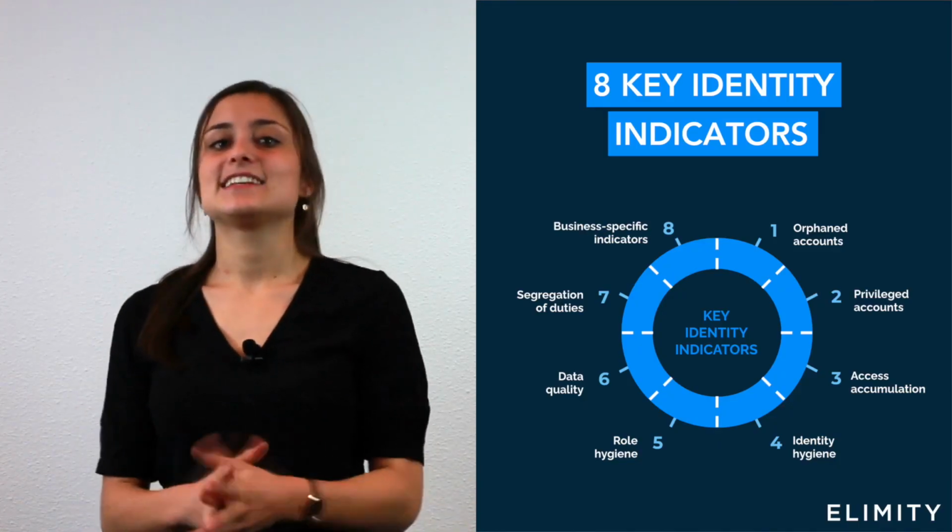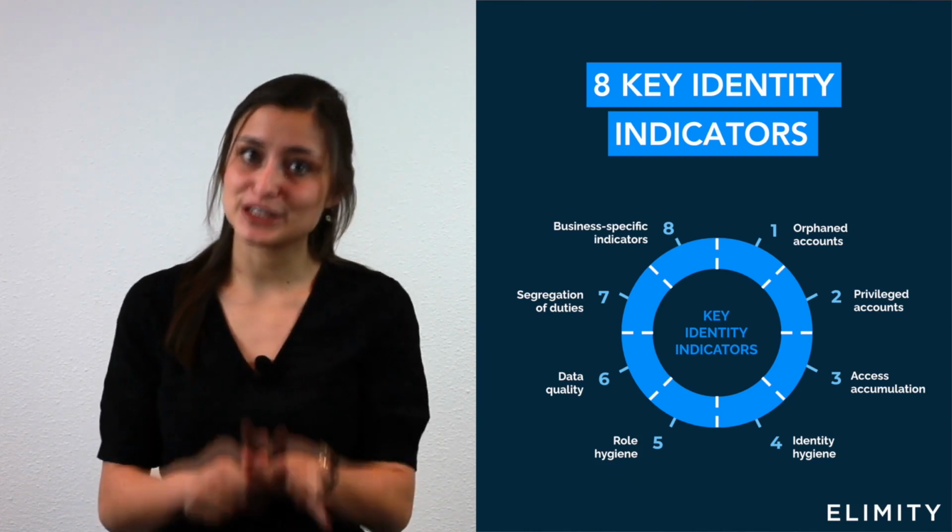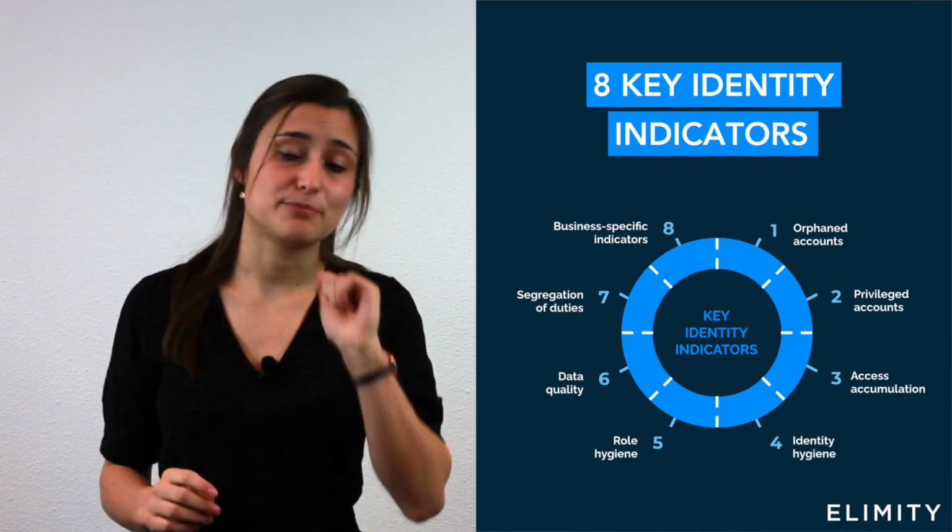So these were the 8 categories of key identity indicators that you should measure so you know whether you are in control of your identities and can prove it.